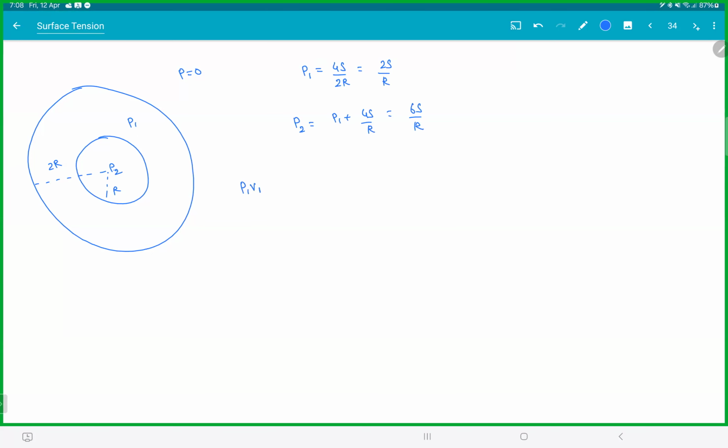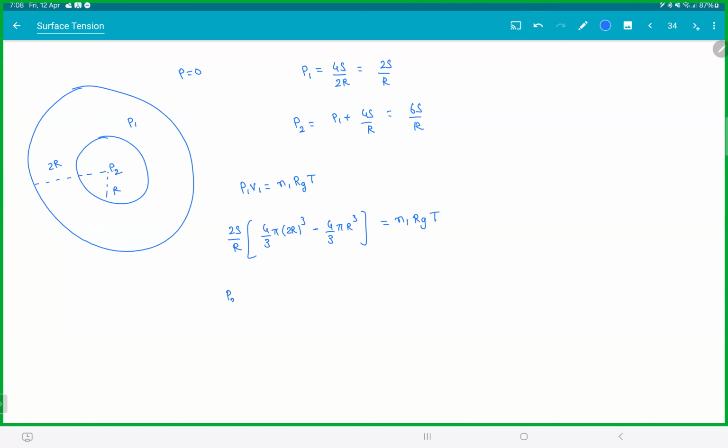So P1 V1 is N1 R_G T, where R_G is the gas constant. P1 is 2S by R. What is the volume? Now be careful. It is 4 by 3 pi 2R whole cube into N1 R_G T. You're getting it? You should take the volume between them. You can't take the entire 4 by 3 pi 2R whole cube.